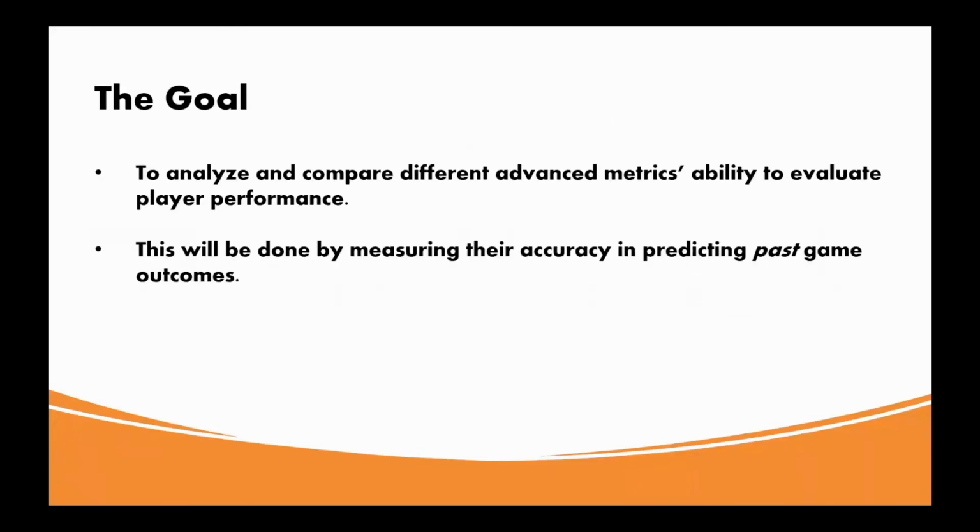The goal of the thesis is to analyze and compare different advanced metrics' ability to evaluate player performance. This is done by measuring their accuracy in predicting past game outcomes. By past games, I mean games from which the advanced stats have already incorporated information about the player performance in those games. The idea is that advanced stats which better measure a player's production in those games will be better at predicting the final outcome.